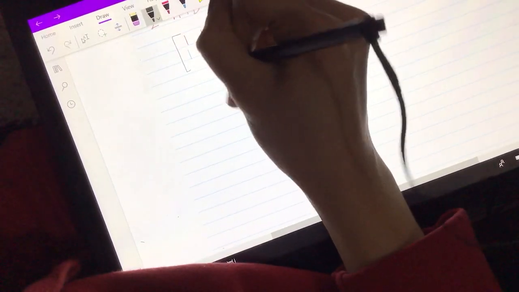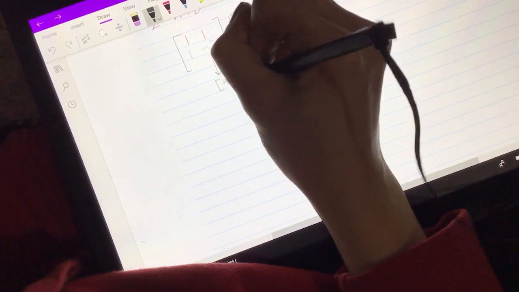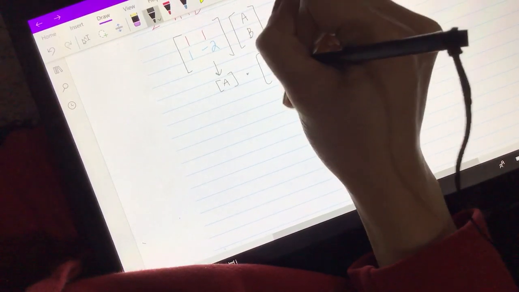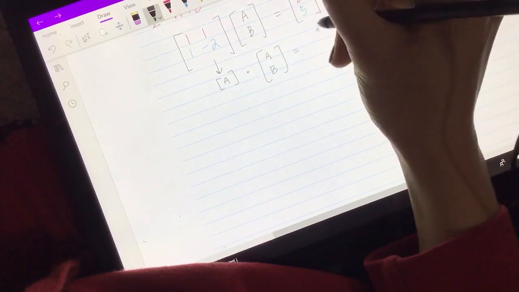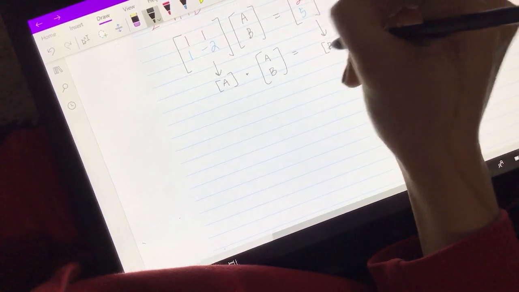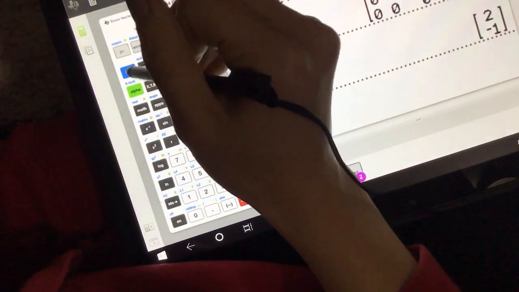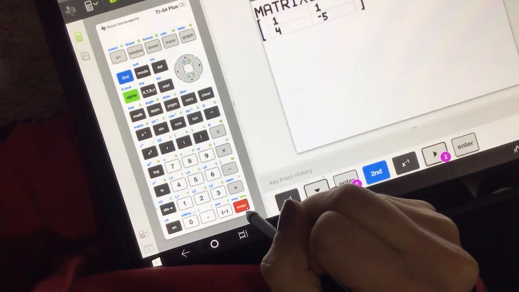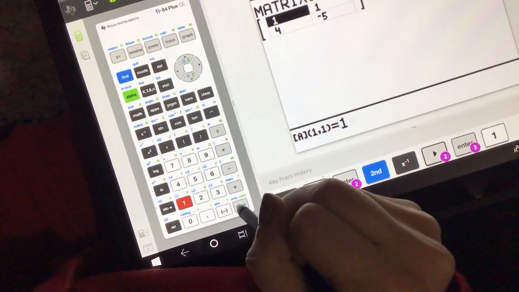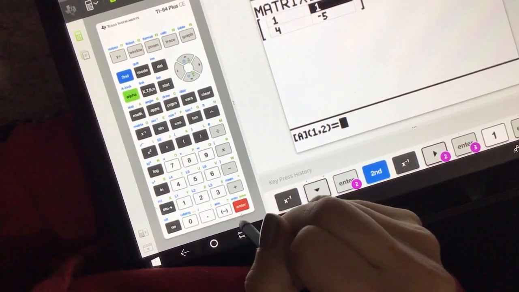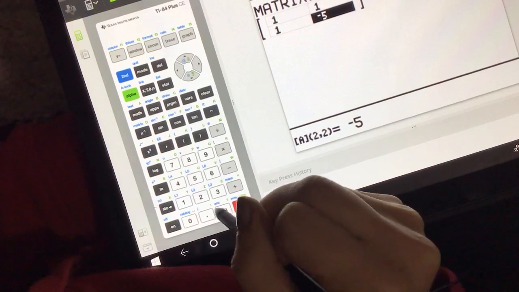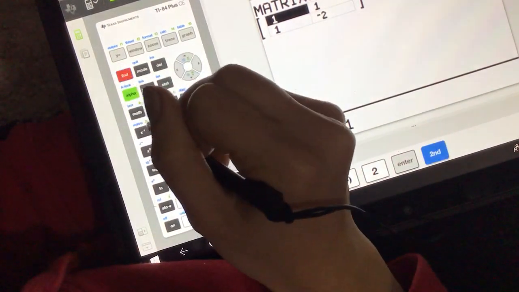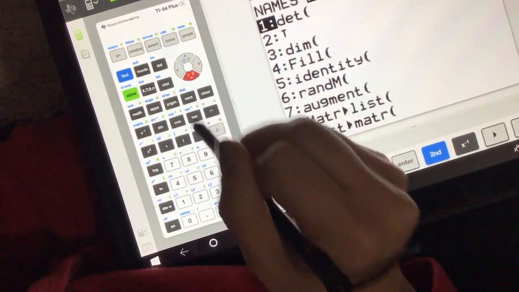Now plug this into your calculator. We have matrix A times our variables equals, and we're going to plug this into matrix B. Okay, go to your calculator, edit. It's a 2 by 2. We have 1, 1, 1, -2. Then go back to edit again.